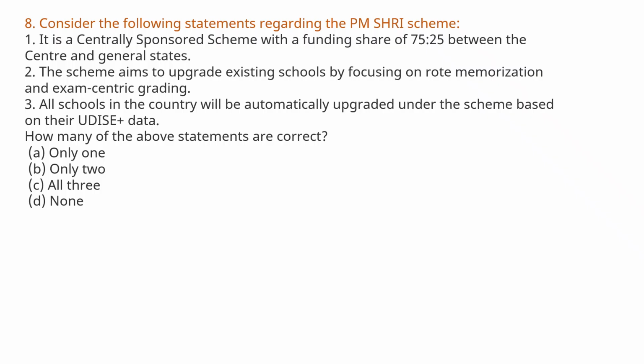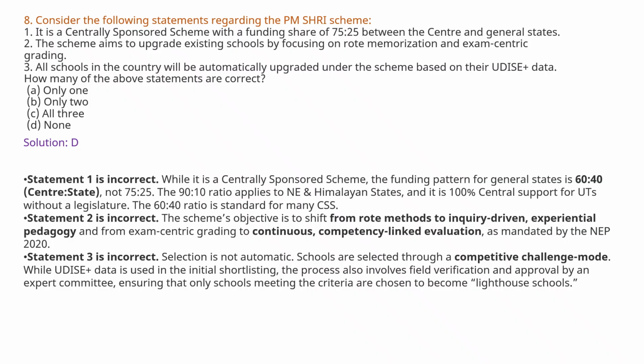Question number 8. Consider the following statements regarding the PM SHRI scheme. Statement 1: It is a centrally sponsored scheme with a funding share of 75 to 25 between the center and general states. Statement 2: The scheme aims to upgrade existing schools by focusing on rote memorization and exam-centric grading. Statement 3: All schools in the country will be automatically upgraded under the scheme based on their UDISE data. So the correct answer for this question is D, that is none of the statements is correct.